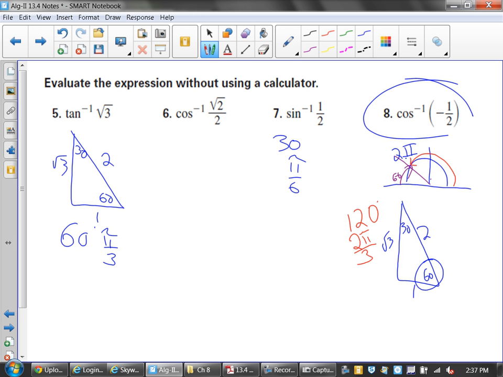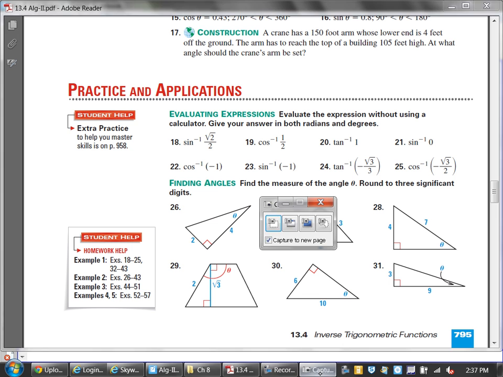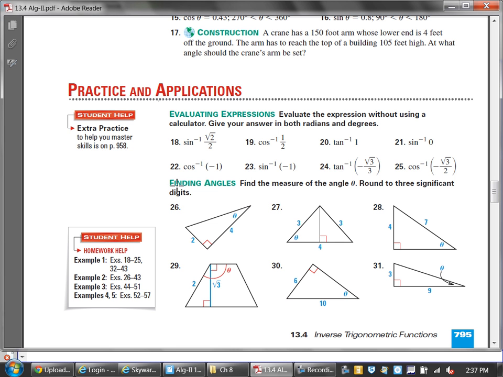Next week, we get into this a little bit more. We'll talk about the weird stuff with calculators. Tonight, I want you to do these 8. It's on page 795, 18 through 25.